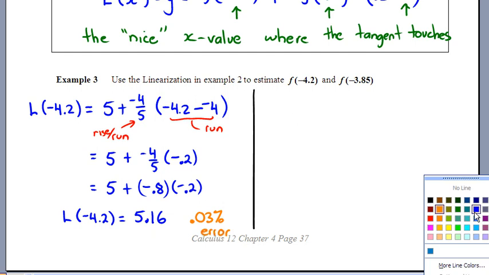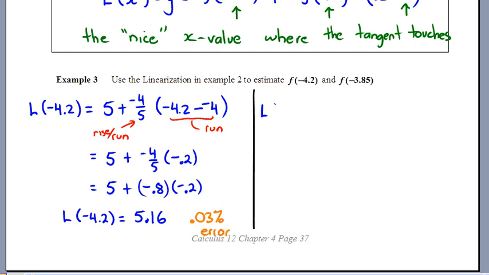Or let's try this other one out. What if we were to try out the linearization at negative 3.85? Okay, perhaps we can do this in our head. Maybe. I've got my original y value, and then here comes my dy dx. And then here comes my dx. How much is my run going to be? Negative 3.85. Well, you've seen what happens here. I've got minus the negative 4. In other words, add 4.